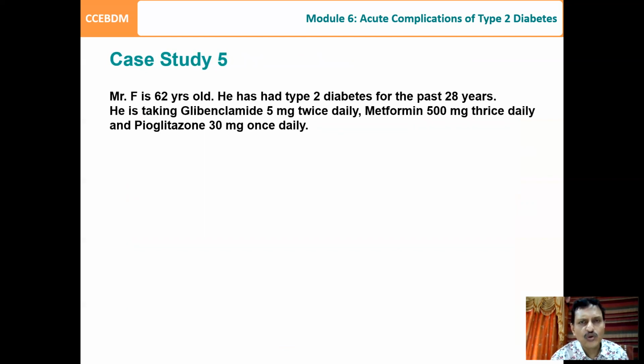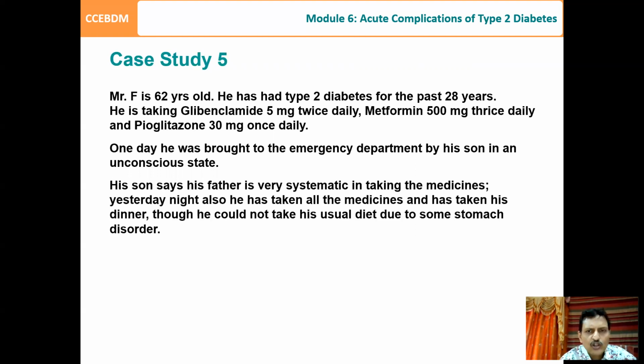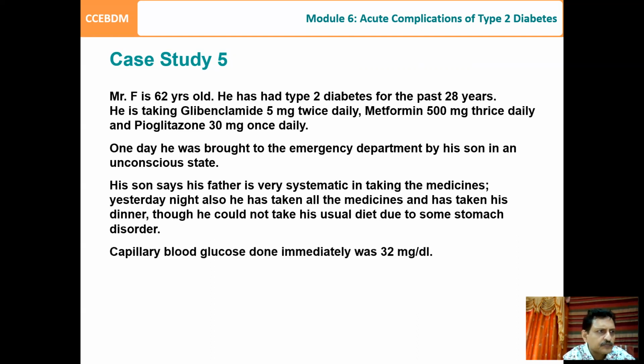Now this is Mr. F, a 62-year-old. He has had diabetes for the past 28 years. He's taking glibenclamide 5 milligram twice daily, metformin 500 milligram thrice daily, and pioglitazone 30 milligram once daily. One day he was brought to the emergency department by his son in an unconscious state. His son says that his father is very systematic in taking the medication. Last night also he took all medicines and his dinner, though he could not take his usual diet due to some stomach disorder. And when the capillary blood glucose was done, it showed 32 milligram per deciliter.